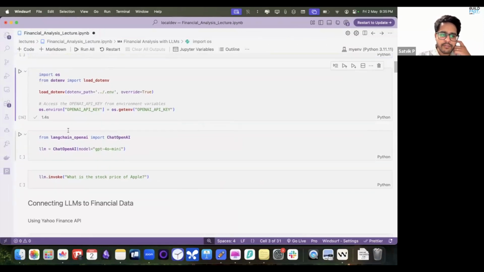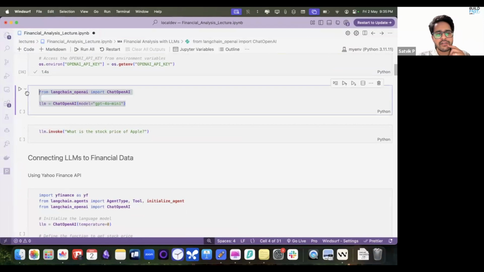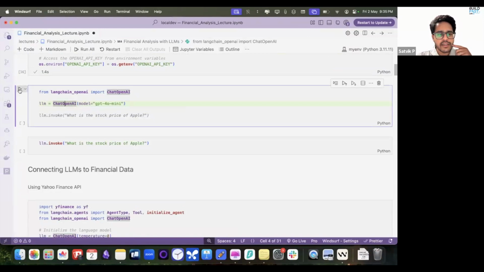First of all, in the first step, I'm just using a very simple model called GPT-4o Mini, which is one of the smaller versions of the GPT model which OpenAI has. I'm just initiating this and I'm asking it the same question: what is the stock price of Apple?